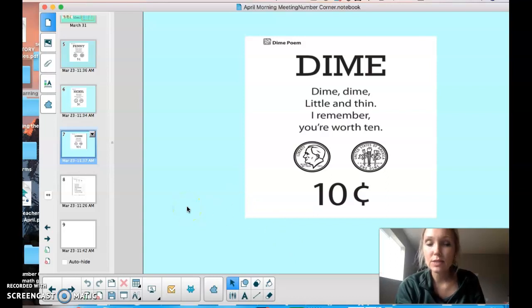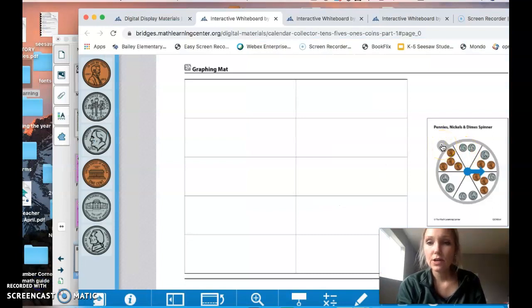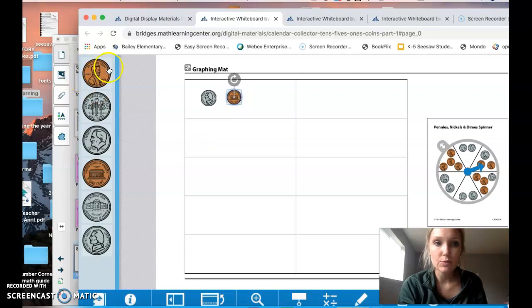And the last one we went over was dime. Dime, dime, little and thin, I remember you're worth 10. All right, so for graphing today and counting our coins, I'm going to spin my spinner. And I have 1 nickel and 2 pennies. When we last left off, we learned that the coin that has the most value, we always count that first. So starting with the nickel, 5.